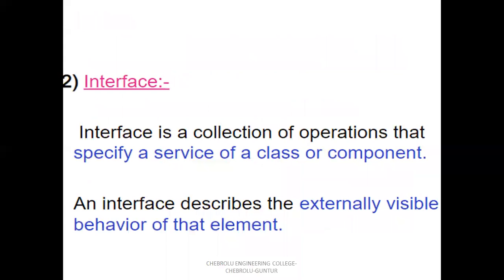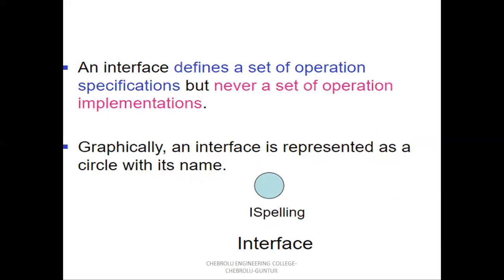Next, the second thing is interface. The interface is the collection of operations that specify a service of the class or component. The service interface describes the externally visible behavior of the system. The service represents the behavior of the system or the operations specified by the class or component. The interface defines a set of operations and specifications, but never the implementation of those operations.